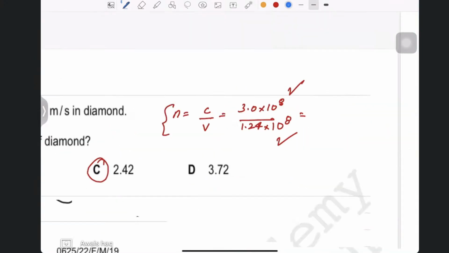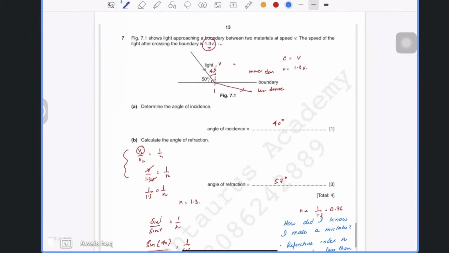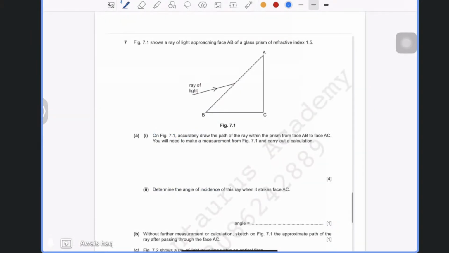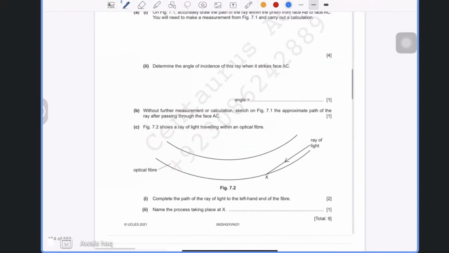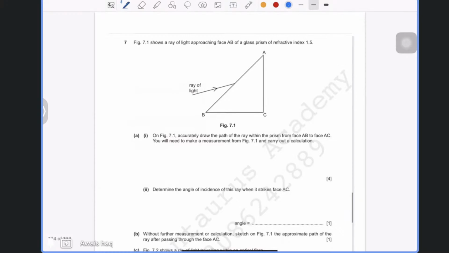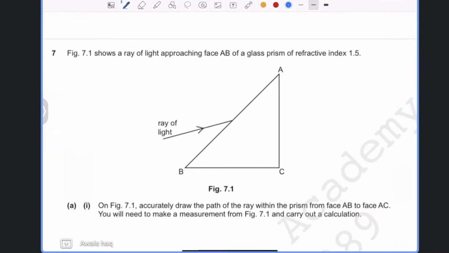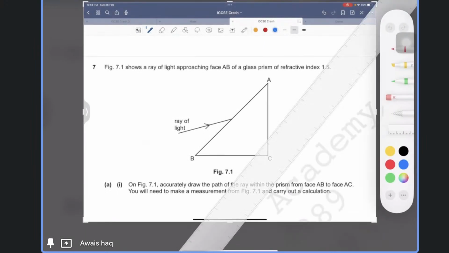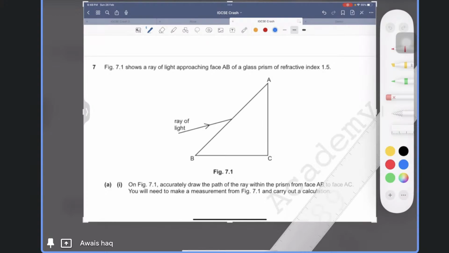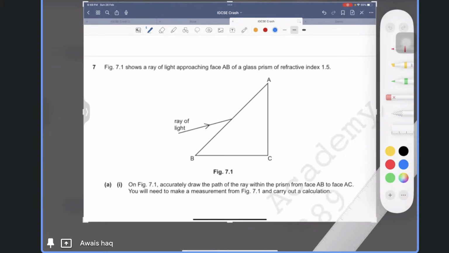Okay, good. Now let's go forward to this one. This question is sort of a question where you need to do a little bit of construction, and I'm going to help you with this. And then we're going to talk about the other things. Let me take a screenshot. In this one, it says on the figure, draw accurately the path of the ray within the prism AB to face AC. That's what you're going to do. And the refractive index is 1.5.